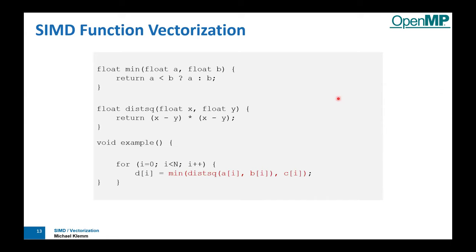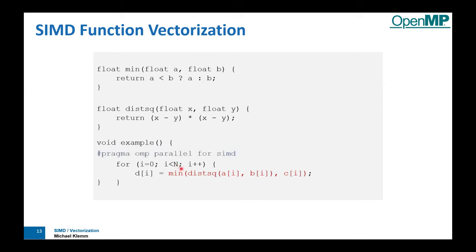All right, and then SIMD function vectorization. Let's say we have something like this. So here, down here, we are processing some arrays. The first thing that I want to do here is compute something, roughly like a Euclidean distance, except that I don't take the square root. So we compute the distance between A of I and B of I, and then we want to see if it's the minimum between the distance and some C array, and that is going to be the distance array D. And we're going to do this for a bunch of elements.